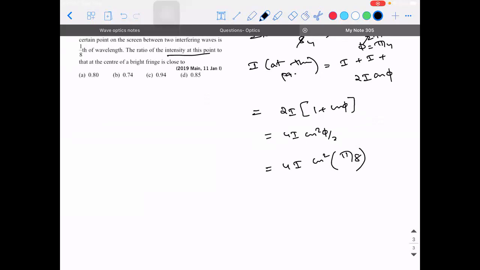So 4i cos square pi by 8 divided by 4i. The ratio of the intensity at this point to the intensity at the center is 4i. That is nothing but cos square pi by 8. Pi by 8 is 22.5 degrees. What is cos 22.5? Find it out. The square of that value will be the answer. They use the word close to, so you are going to approximate it. Done?